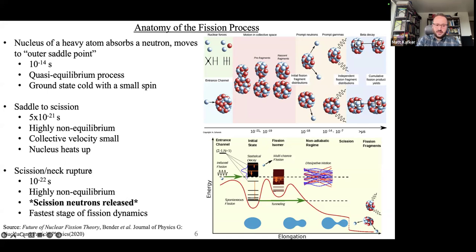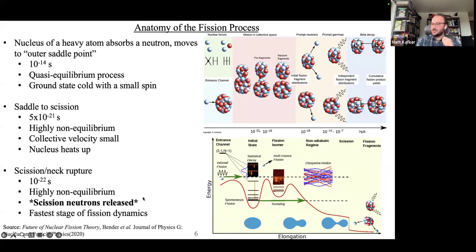Then we have the next stage here, which is scission, which is also referred to as neck rupture, which is a somewhat graphic term, but these are the terms that we have. That's moving between this frame here and this frame here, where the nucleus actually breaks into two pieces. This is the fastest stage of the nuclear dynamics. It takes place over the course of roughly 10 to the minus 22 seconds. Again, this is a highly non-equilibrium process.